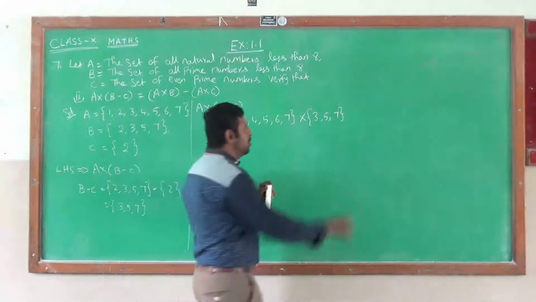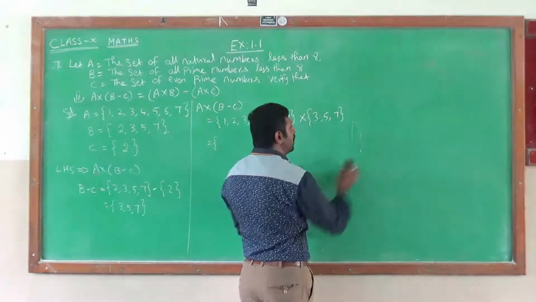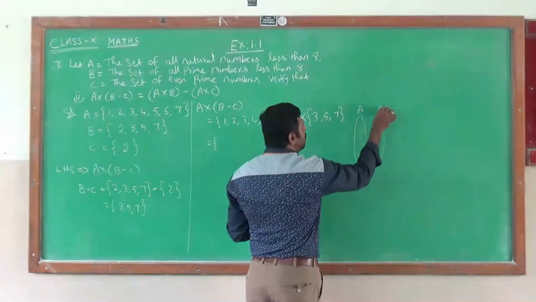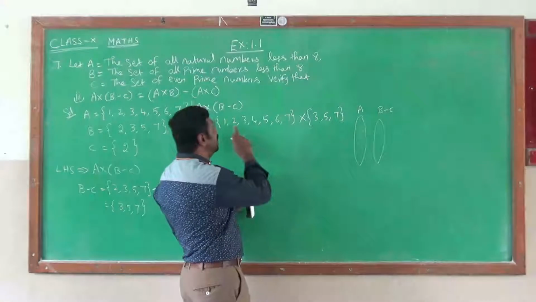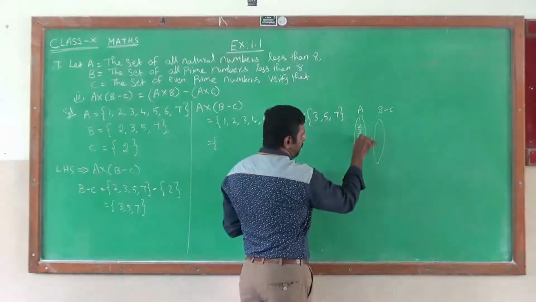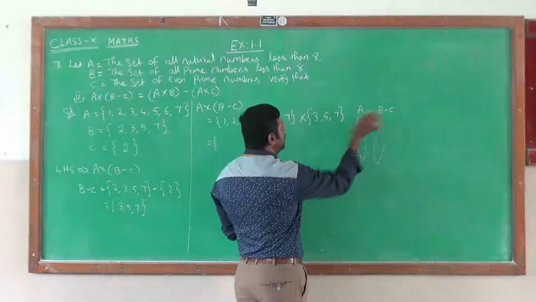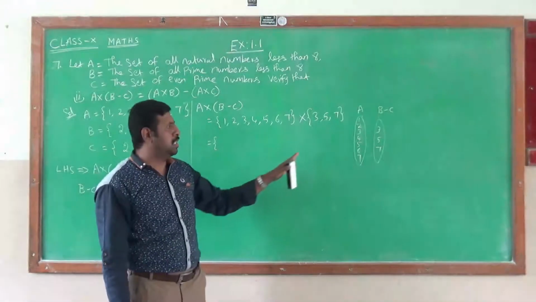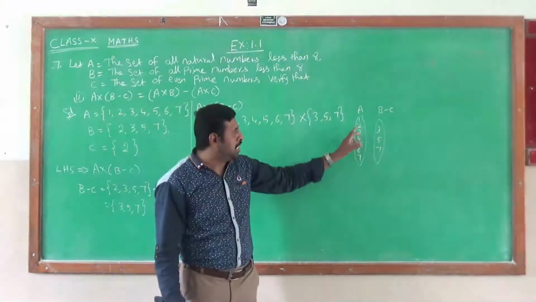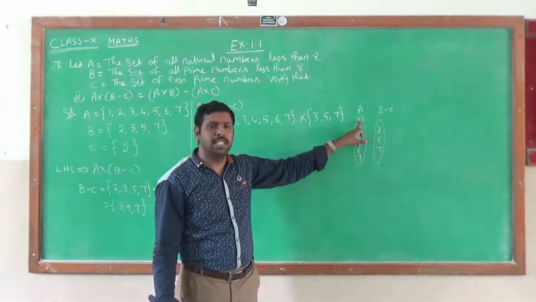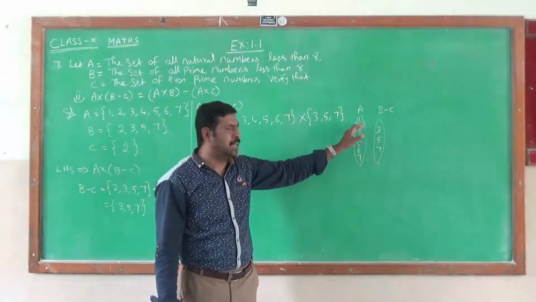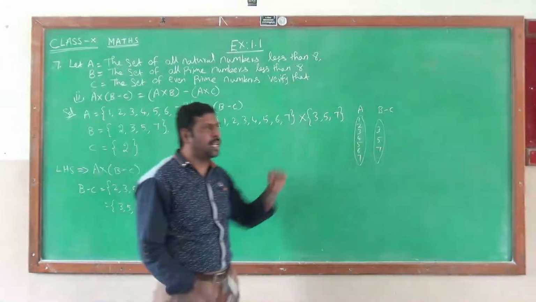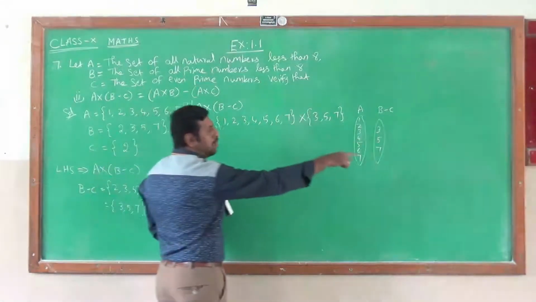To write the ordered pairs, I draw a diagram. It is very easy to find the ordered pairs of the sets. This is set A. This is B minus C. The set A contains 1 to 7. Set B minus C is 3, 5, 7. We know how to write the Cartesian product form. The first element of the first set is mapped with each and every element of the second set, and then the second element also is mapped with each and every element of the second set. Like that, for every element, we have to map each and every element of the second set.